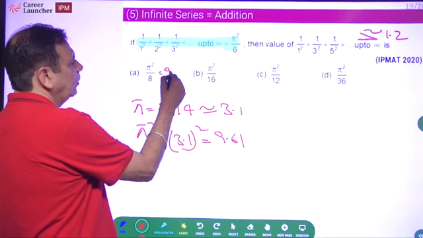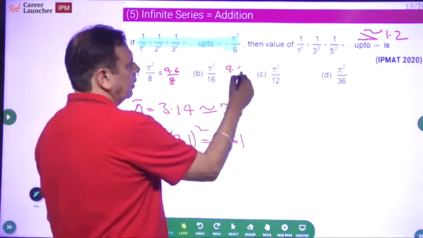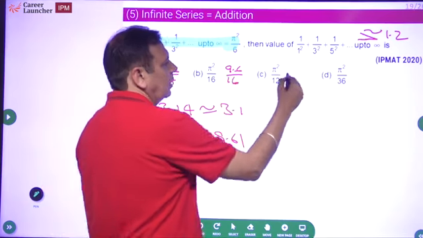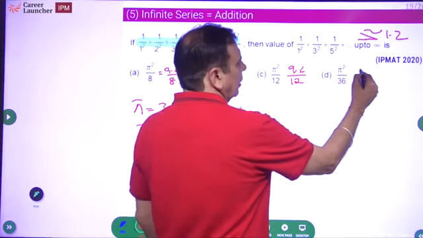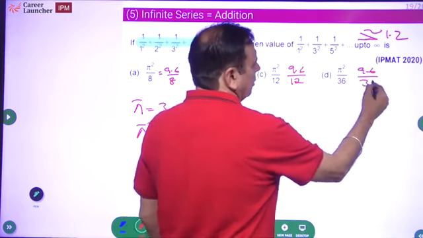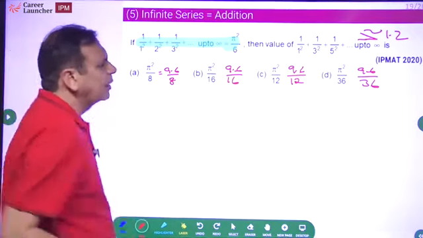So what is this? 9.6 upon 8. This is 9.6 upon 16. This is 9.6 upon 12. And this is 9.6 upon 36. Now look at the choices and tell me what the answer will be. I'm sure it's not going to be difficult.